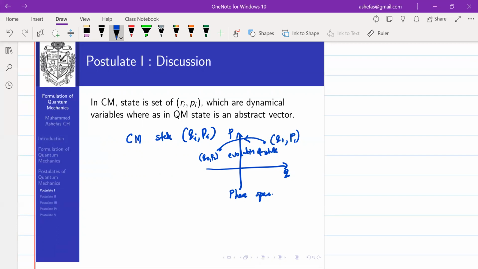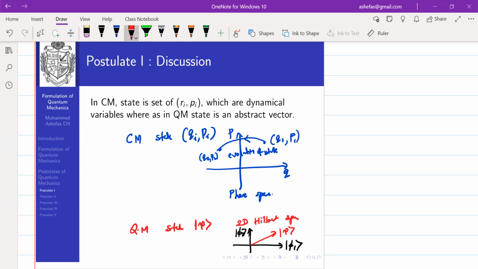Now, what about quantum mechanics? In quantum mechanics, the state is a vector in Hilbert space. Consider a two-dimensional Hilbert space. Again, we have some basis vector ket phi 1, some other basis vector ket phi 2, and the state you can represent by some vector in this Hilbert space. This is the pictorial or graphical representation of state in quantum mechanics. It's a vector, whereas in classical mechanics it is a point.